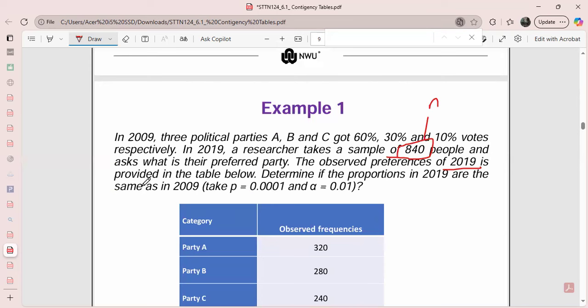Now, the aim here is for you, at the end, to interpret or draw a conclusion whether the proportions are the same or not the same. Because remember, when you look at the null hypothesis, we said that the proportions are the same. The alternative, the proportions are not the same. So remember, you will always be given the observed frequencies, but you'll have to find what we call the expected frequency. So this is what you do.